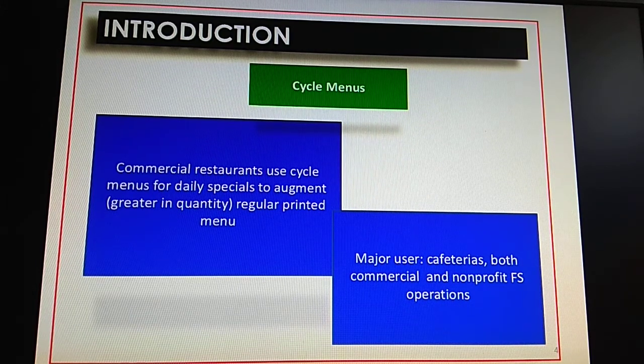So the major users of cycle menus would be cafeterias. Cafeterias can be found in many government institutions, in private institutions, in large private institutions, and cafeterias are also available in both commercial and non-profit food service operations.